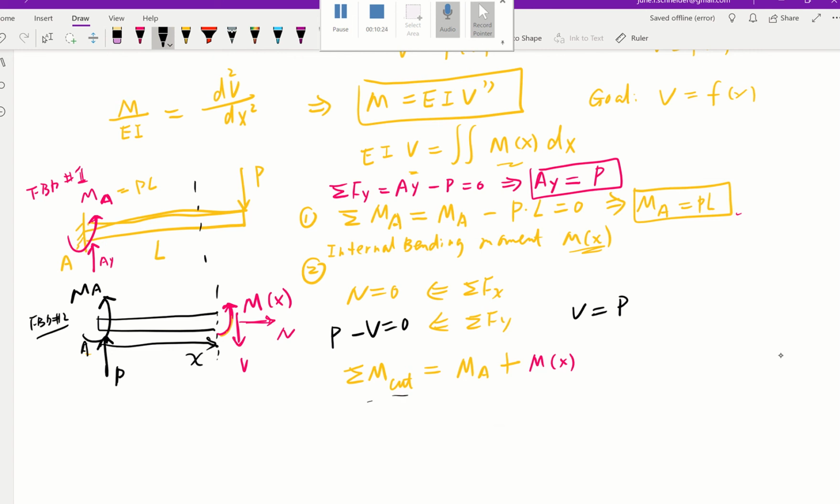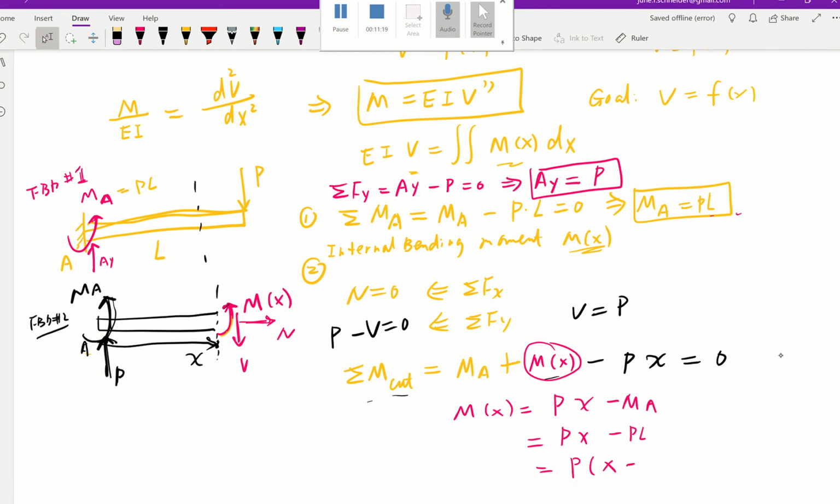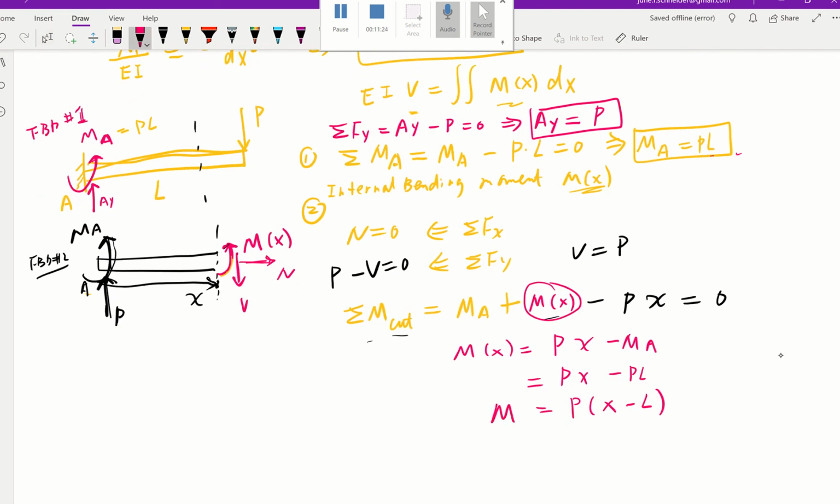So I'm going to focus on moment about where we cut. We start with MA, this moment right here, counterclockwise. And then we also have this, we're solving M(x), counterclockwise. And now I need to go back to figure out this P. Regarding what we cut, that's going to be Px, that's the moment arm, and it's clockwise, so it's minus that equal to 0. And again, be aware we're solving this M(x), the internal bending moment. M(x) is going to be equal to Px minus MA. And you already solved the MA from the first step, it is PL. So Px minus PL. Then we have a function for internal bending moment: P(x minus L). Okay. We achieve our goal. We find the analytical expression for internal bending moment.